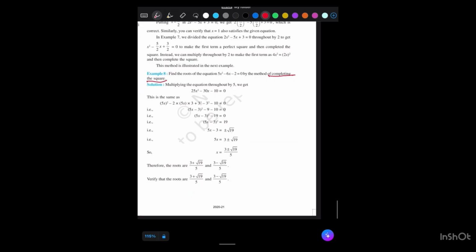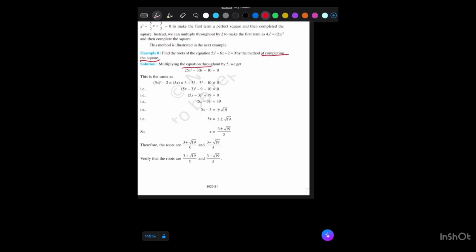So let's dive into the equation. So they have given it, right? Sorry, not this one. The given equation is 5x squared minus 6x minus 2 equal to 0, and the completing the square method. In this method, the given equation needs to be converted into the form of a squared plus 2ab plus b squared, or a squared minus 2ab plus b squared. We need to bring that given equation into this form, right?